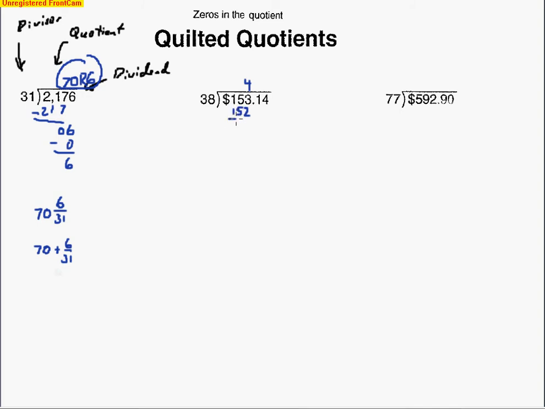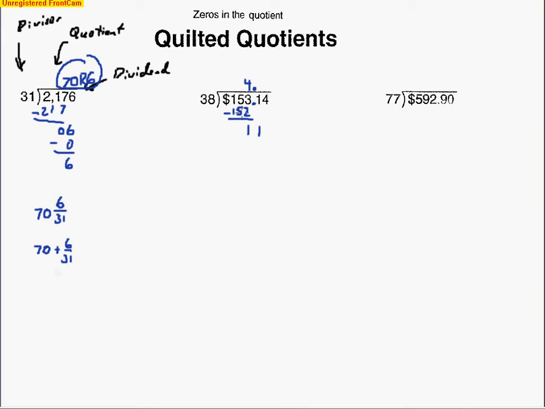So that number is very close, 152. So we do the subtraction, and we have a 1 left over. We need to bring down this 1. Now, real quick, see that decimal point. We need to move that decimal point straight up into the quotient. And now we need a number that goes right above the 1.